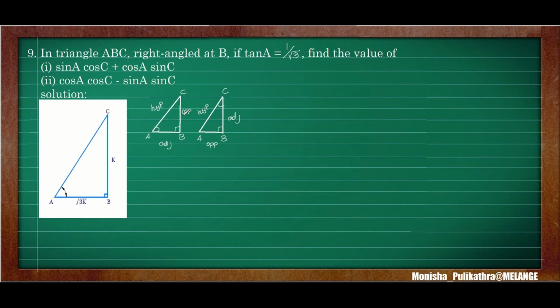Moving on to the 9th question. The 9th question says that in a triangle ABC, right angle at B. So B is right angle. So tan A is equal to 1 by root 3. We need to find out the values of these two expressions.